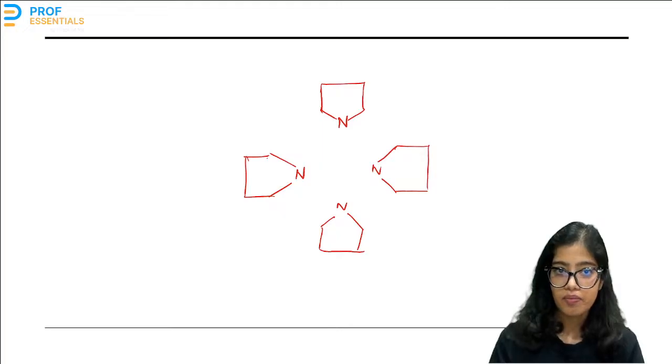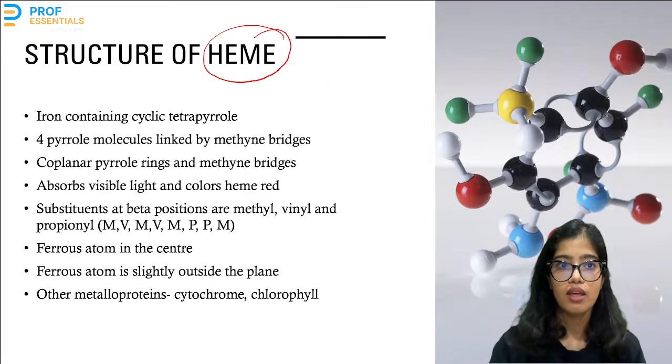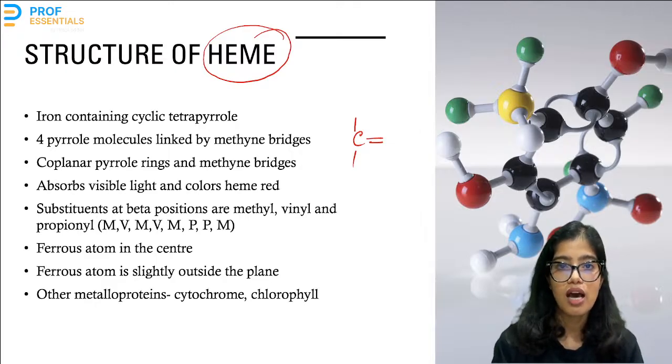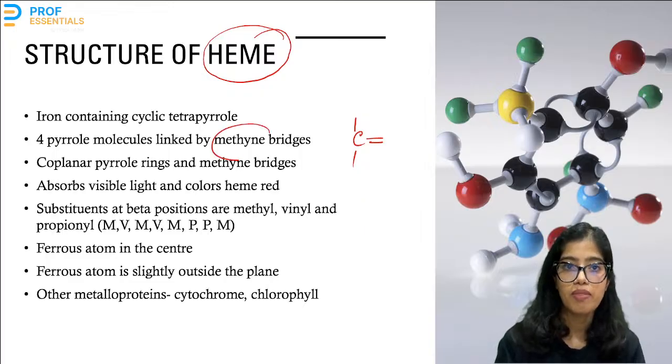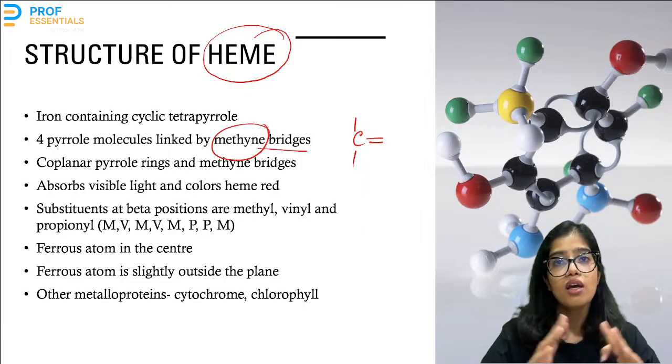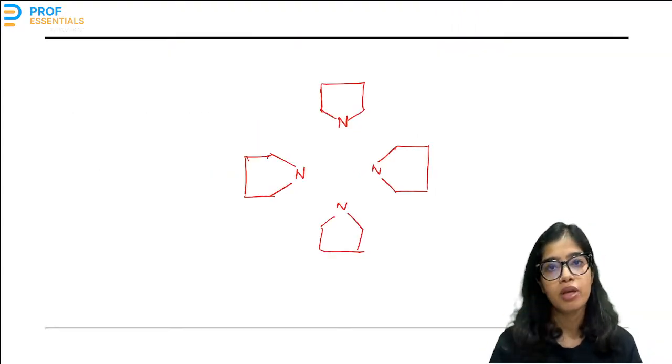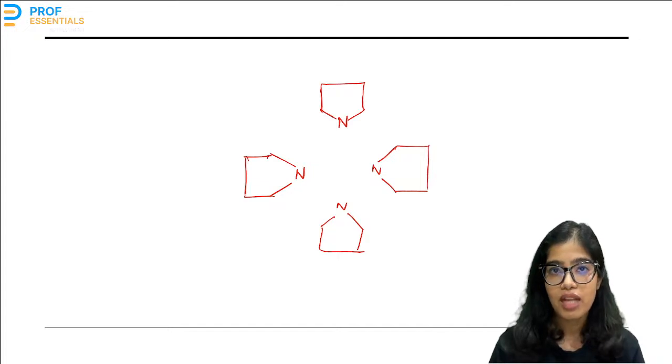Easy. Now they are linked by methine bridges. What is methine? Methine is one carbon with one double bond and two single bonds. Okay, so a carbon containing one double bond and two single bonds is what constitutes methine bridges. It is used to connect cyclic compounds, like here, it is connecting the cyclic tetrapyrrole rings. Otherwise, what will happen is they're going to disperse. So it needs to be connected, right?